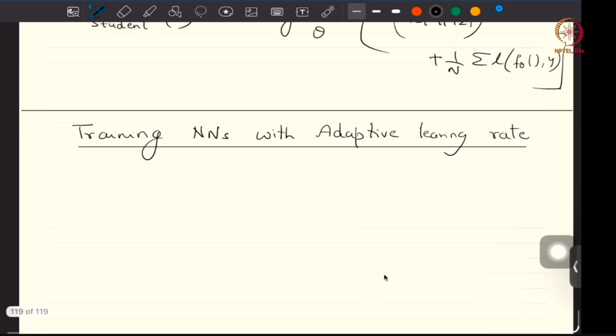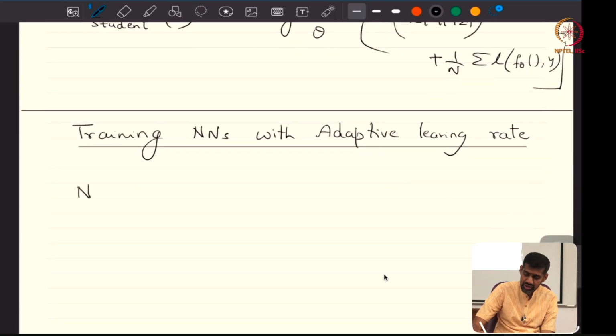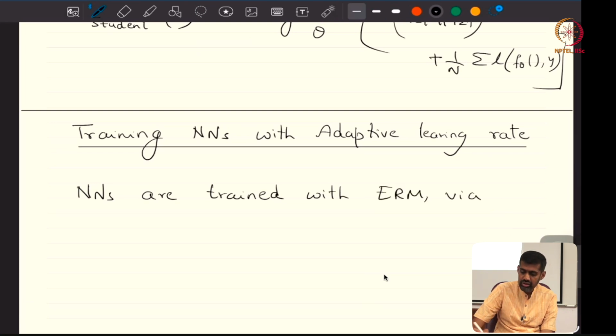Welcome back. Training neural networks with adaptive learning rate. Okay. Now, neural networks are trained using ERM via gradient descent.